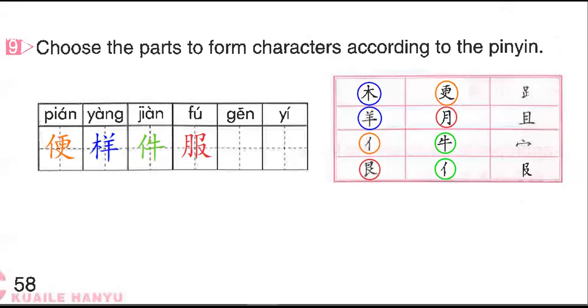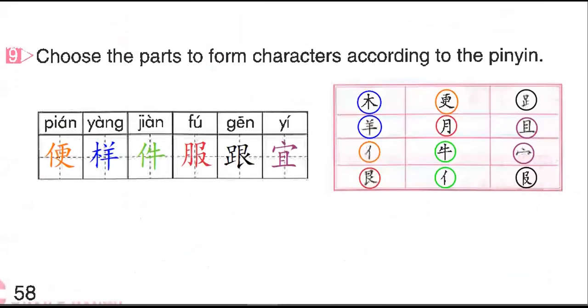And now the last part, we have these two characters left. Ken, okay, with this and this, and yi, this and this. Okay, so you can stop the video and you can check your answers. Now we continue with the next exercise, number 10.